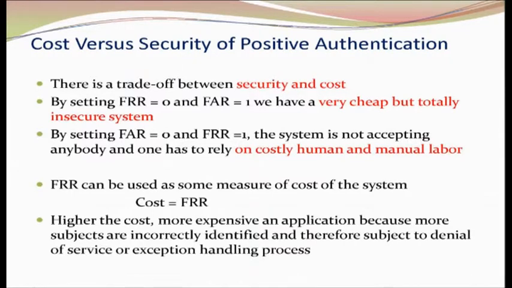So, there exists a trade-off relationship between security and cost, because as security is high, you have to pay more, because the manual intervention will be more. Security is high means what? The false rejection rate will be high, right? And what will happen in that case? Manual intervention will be there, so you have to pay more.